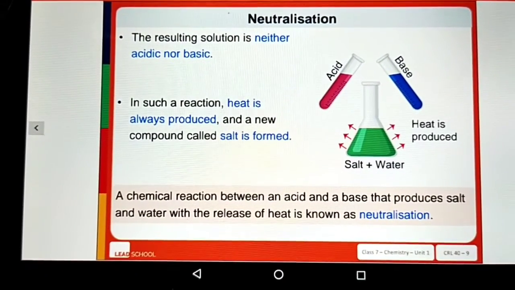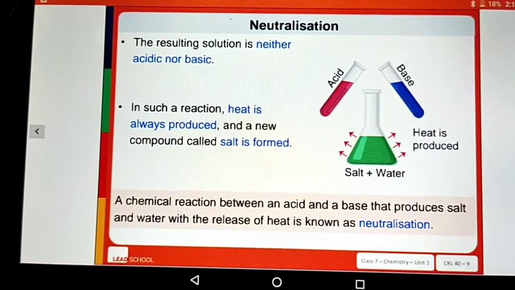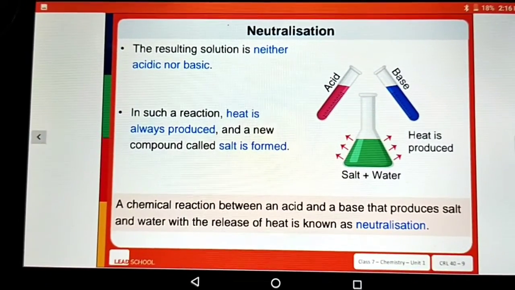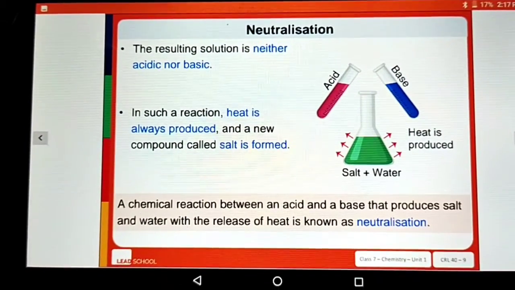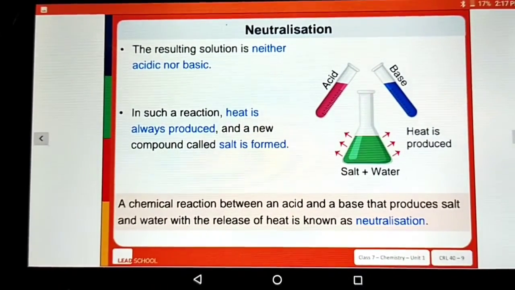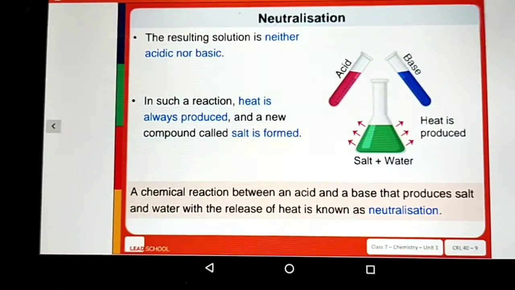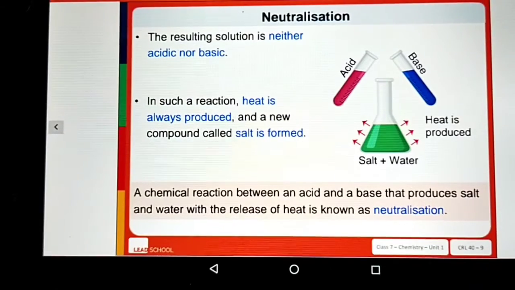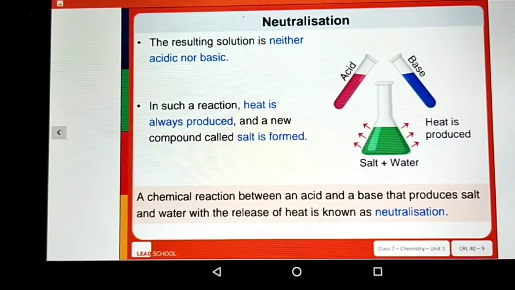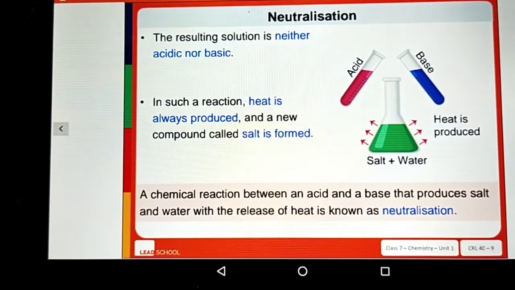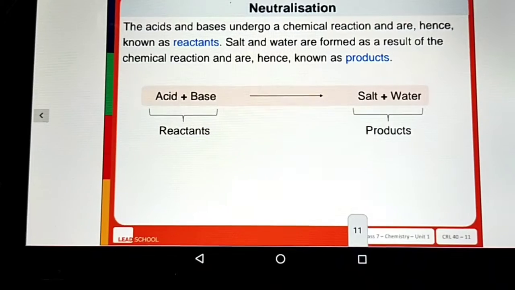You can look at the diagram. One test tube contains acid, another test tube contains base. When we mix acid in a base, what happens? Salt is formed, water is formed, and heat is produced. So, a chemical reaction between an acid and a base that produces salt and water with the release of heat is known as neutralization. Have a look at the chemical equation of neutralization.